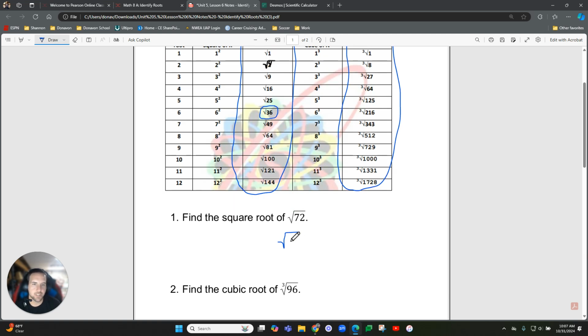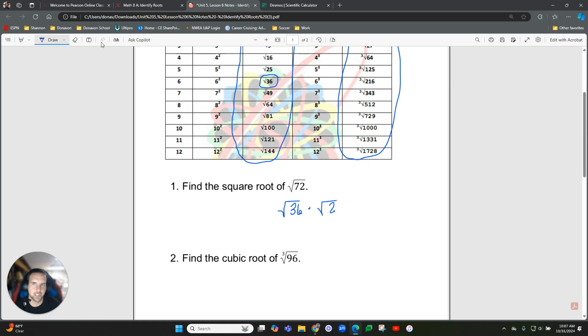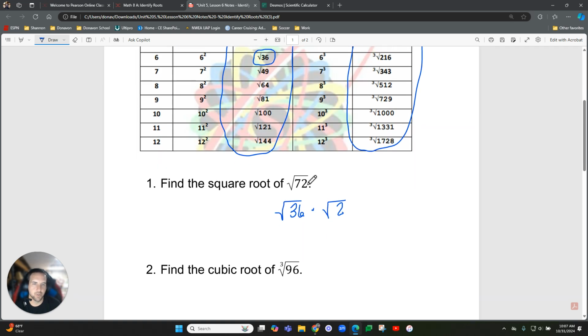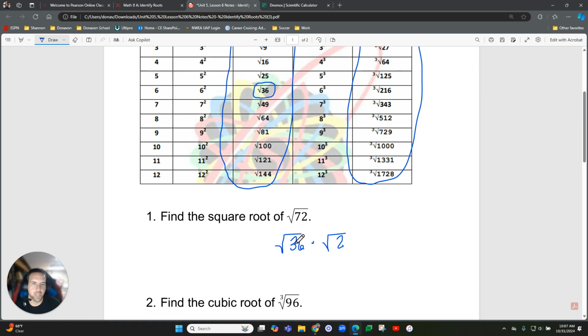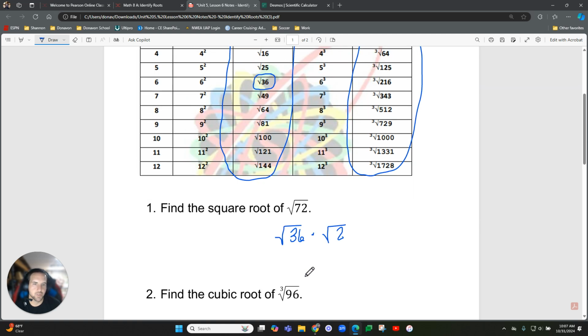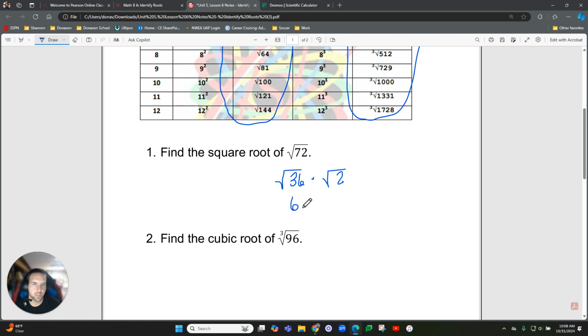And the square root of 36 times the square root of 2. So 2 times 36 is 72, so that's when I say it's a factor. That's because if we multiply them, 36 times 2, we get 72. So now what I can do is I can change the square root of 36 down to 6 times the square root of 2. And that is the simplification of square root of 72.